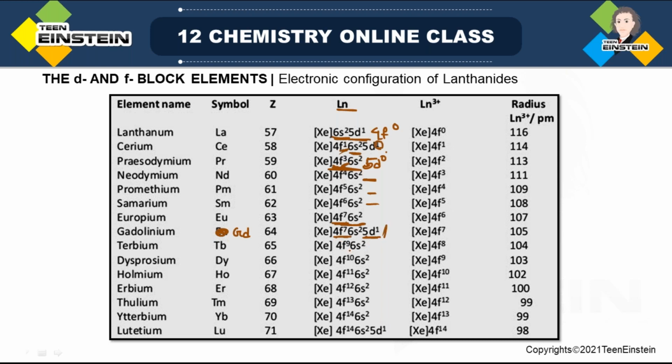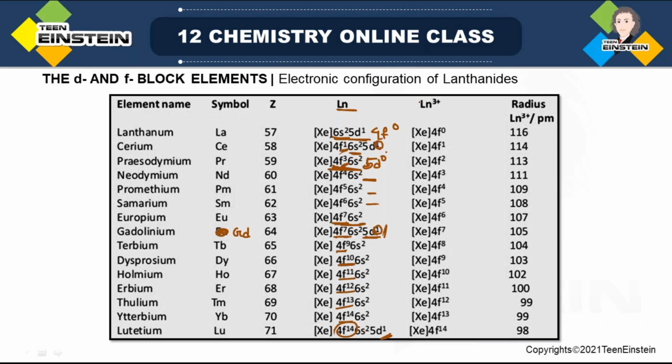Next electron, again this D electron is entering F. Also the added electron is entering F. So that is why after 4f7 directly it is 4f9. Then 10, 11, 12, 13, 14. Now when you have reached lutetium, the next electron is entering 5d1, and the reason is the same, because 4f14 is the fully filled configuration and it is a stable configuration.